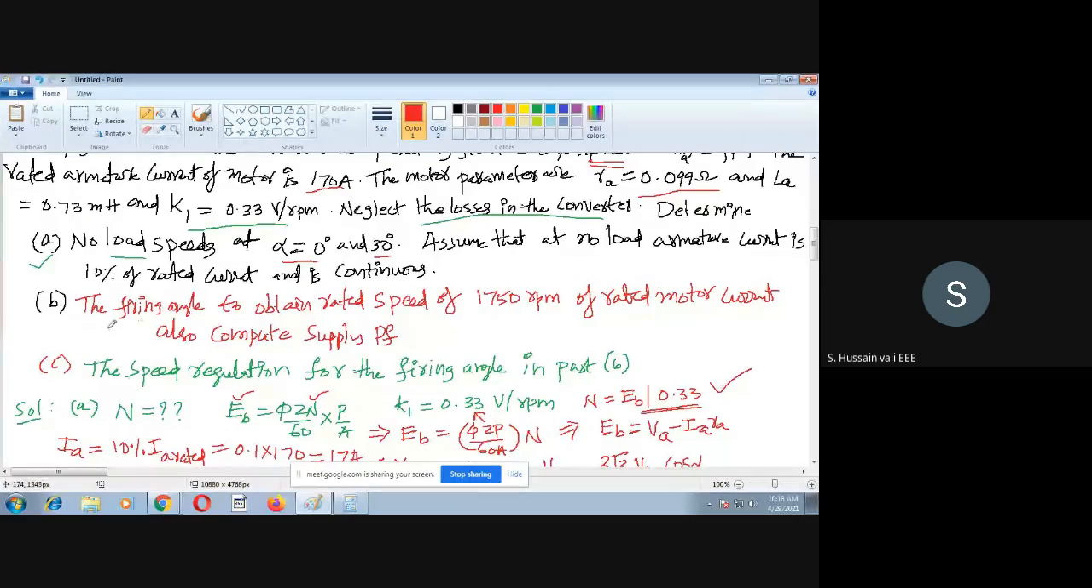What is the second problem? You have to find out the firing angle to obtain the rated speed of 1750 rpm at rated motor current. Also compute the supply power factor. So in part B you have two questions. One is you have to find out the firing angle. Second is that you have to find out the supply power factor.